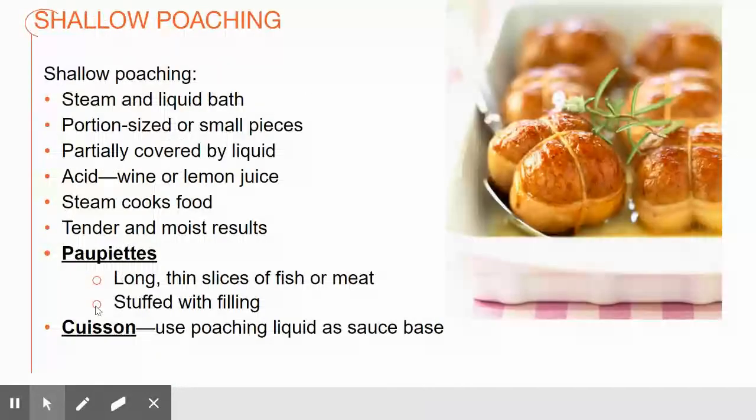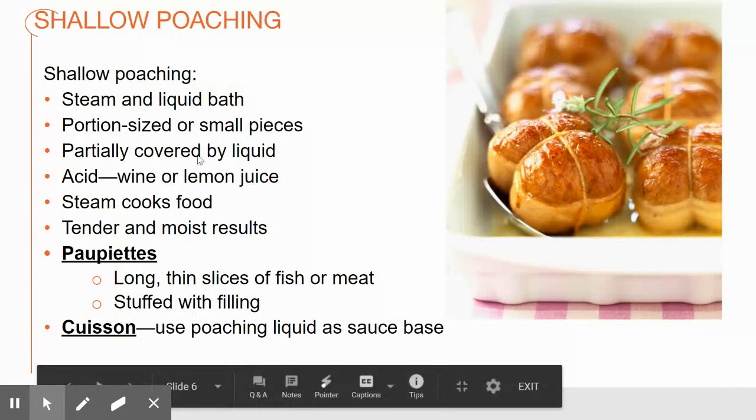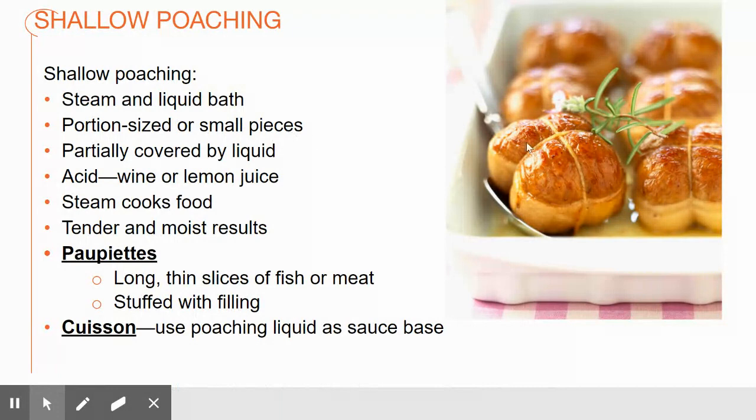Shallow poaching is a little different than poaching because the food is not completely submerged. It's only partially covered by the liquid. In this one, you're going to use portion-sized or small pieces, kind of like what you see here. This one uses a combination of steam and liquid. The food is only partially submerged in liquid that's not cooking at a very high temperature. Generally, that liquid does have an acid in it, so wine or lemon juice is the most common. Essentially, steam and sitting in that liquid partially is what cooks the food.